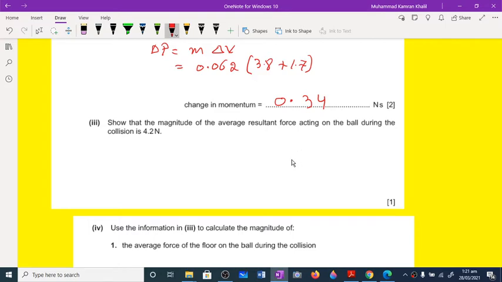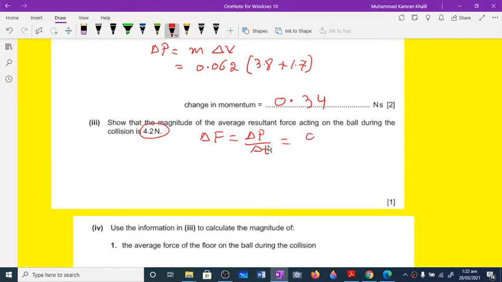Now the next part is very easy. It contains 1 mark. It asks us to show that the resultant force acting on the ball during the collision is 4.2 Newton. We have to show that the force acting on the object is 4.2 Newton. So the force is defined as the rate of change of momentum.